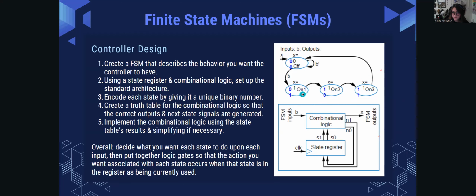Then, based on that truth table, you can get the equations, condense them down, and implement that combinational logic within your controller. So that's a lot to think about, but overall what you're doing is you're deciding what you want each state to do when a certain input is put in, and then you're putting those logic gates together so that what you want to happen when that state is on and what the input that you want is happening happens.